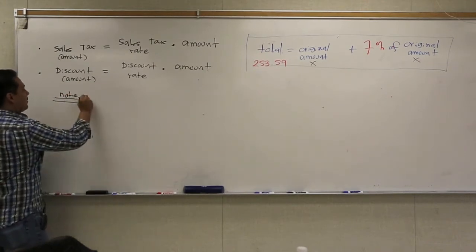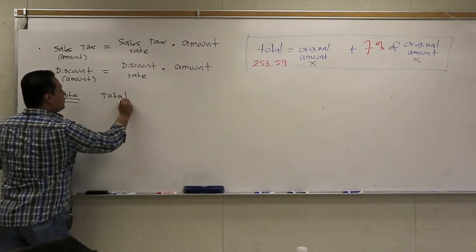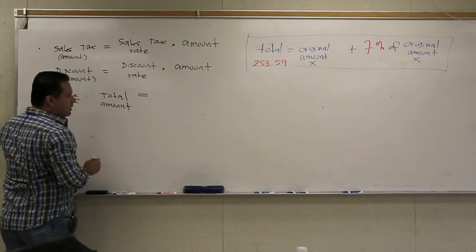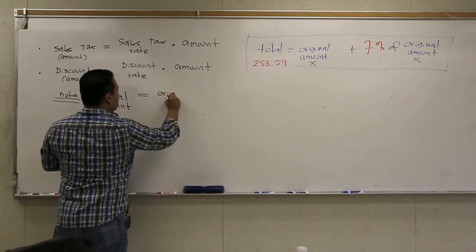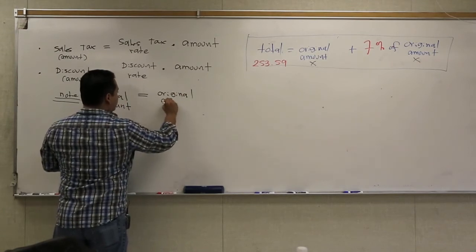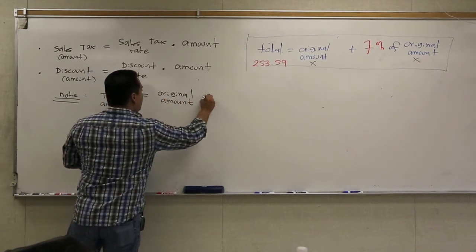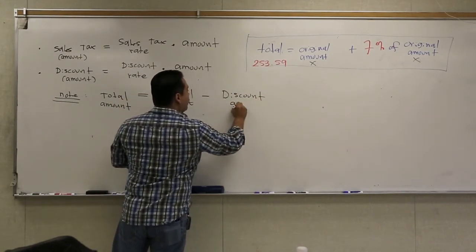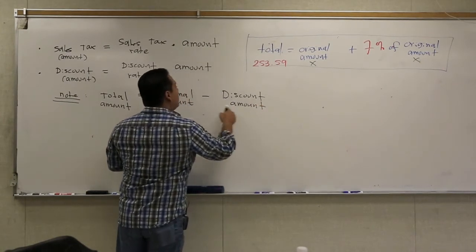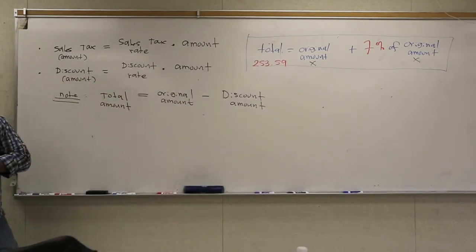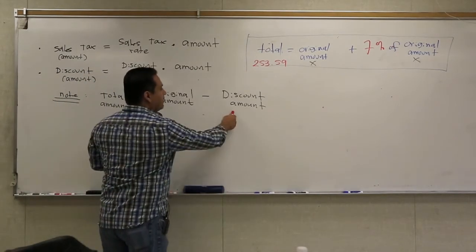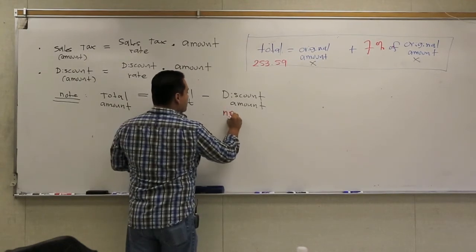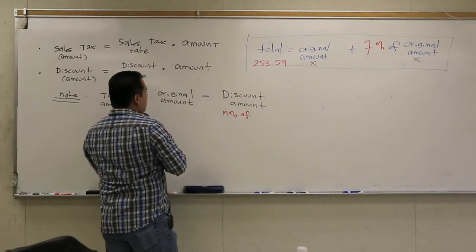Since we went over that yesterday, let's note the model. How does that model work? Isn't the total, and that's, by the way, total amount, equal to the original amount minus the discount? And that's a discount amount, by the way. You're subtracting an amount of money. How do you make that computation? That is the n% of what? The original amount.